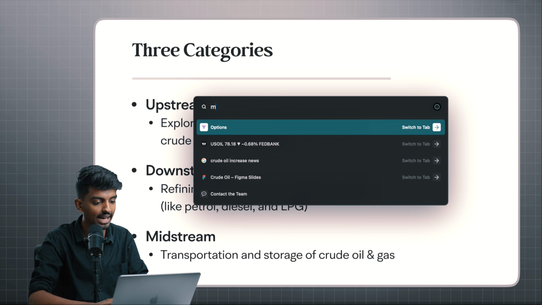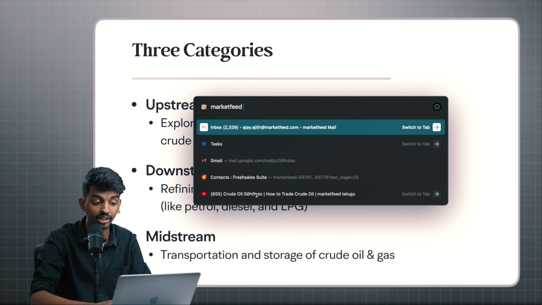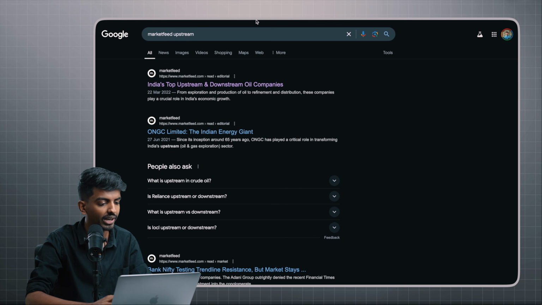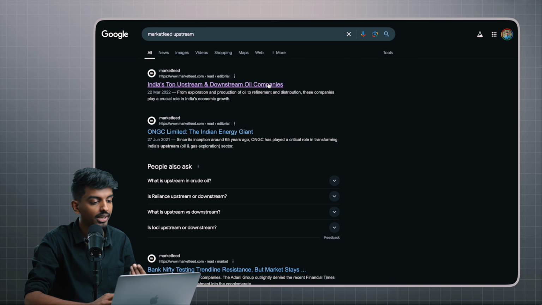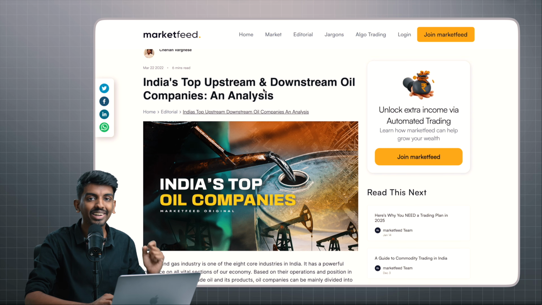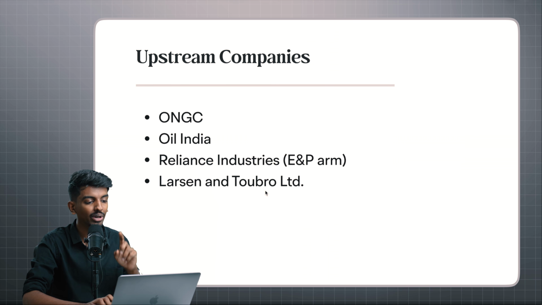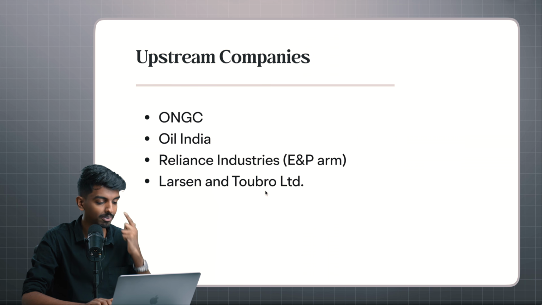So MarketFeed has written a very detailed article about all of these categories. You can just come search MarketFeed upstream and you'll be seeing that article here on Google, and you can learn a lot more about it if you are interested. But for the sake of this video, let's quickly look into which all are the upstream companies.